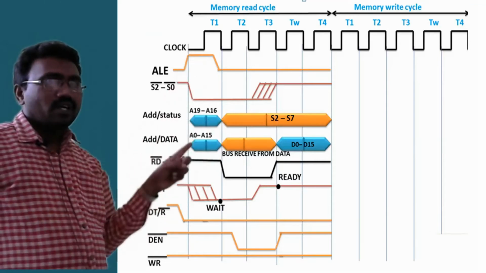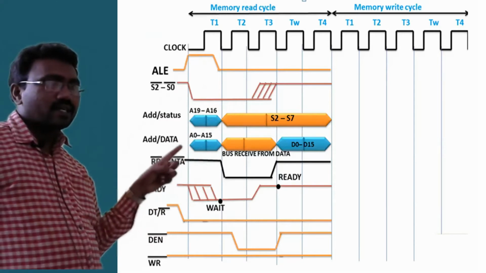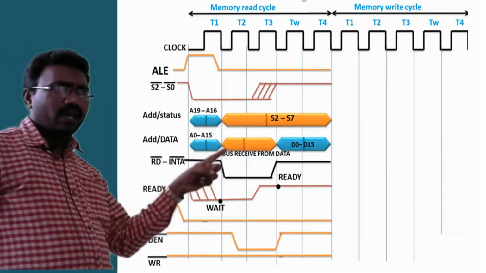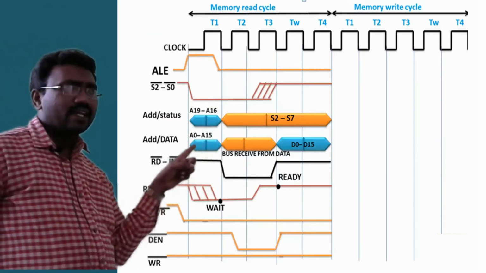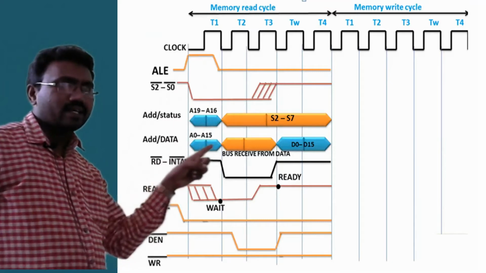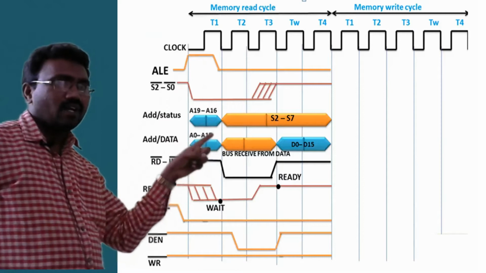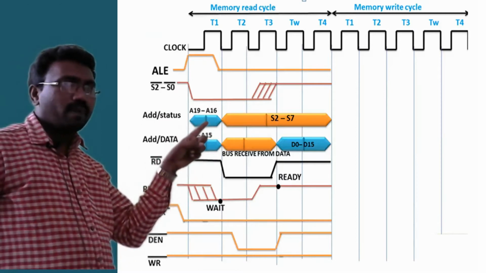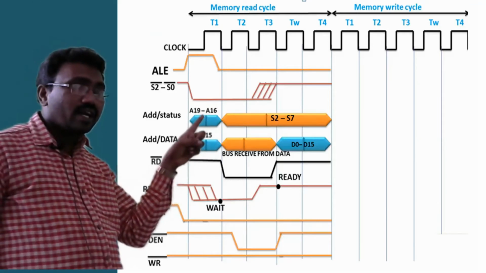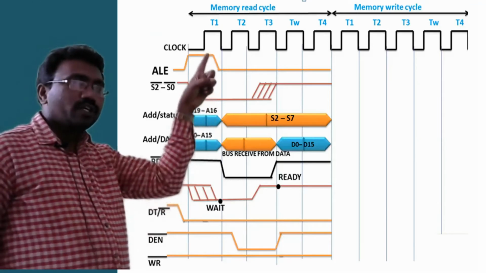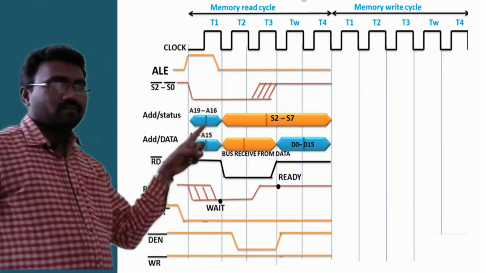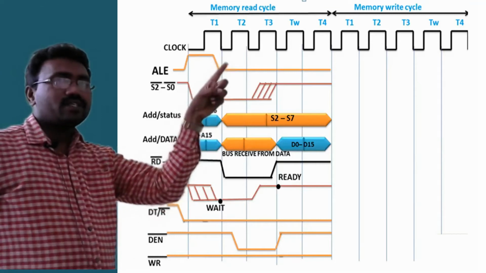During T1, the multiplexed address and data lines indicate address; they are carrying address bits. Similarly, A16 to A19, the multiplexed status lines, indicate a valid address during T1. That means during T1, a valid address is available on the bus. After T1, ALE is disabled.